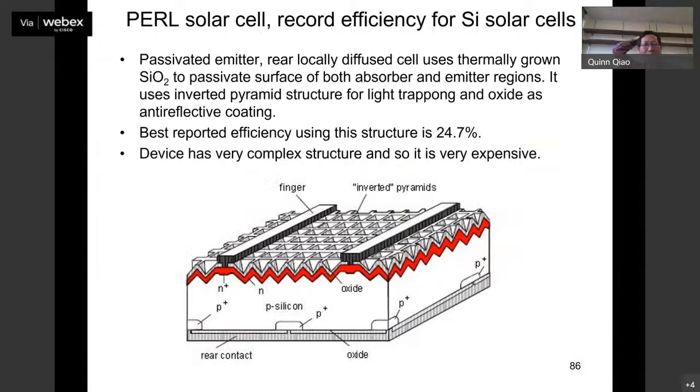And the last one is what? It's probably still the highest efficiency. This data is pretty old, 20 years. Right? Silicon solar cell almost reaches the limit. That's about 25%.